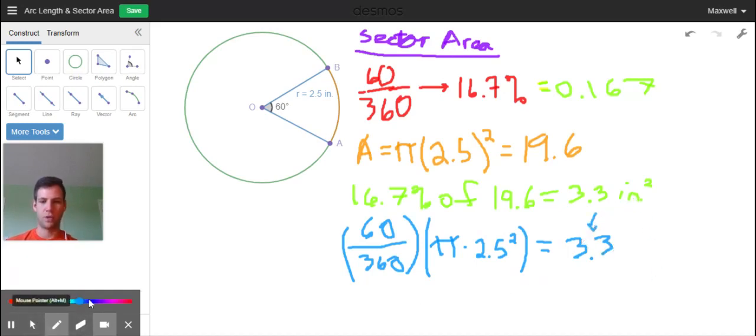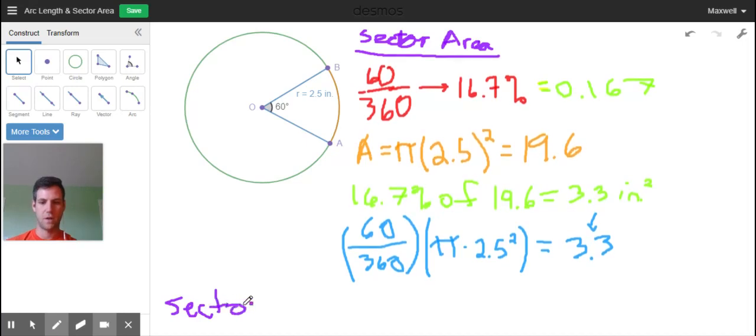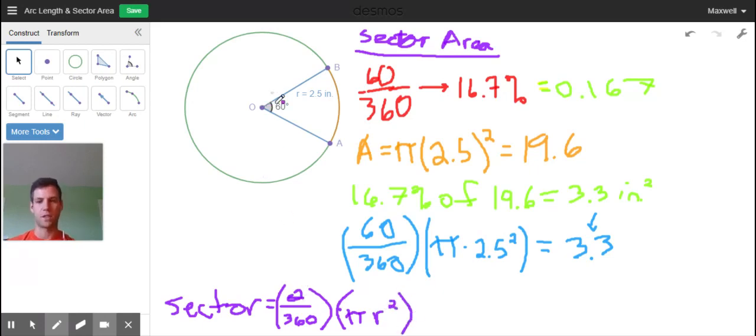And then generally, if we want to write out our sector area formula, to find the area of a sector, we would just replace the 60 and the 360 with a theta for an unknown angle, as I mentioned earlier. Theta over 360, and then you just multiply that by pi r squared. So you'd be finding what percentage of the circle's area would represent the area of that sector.